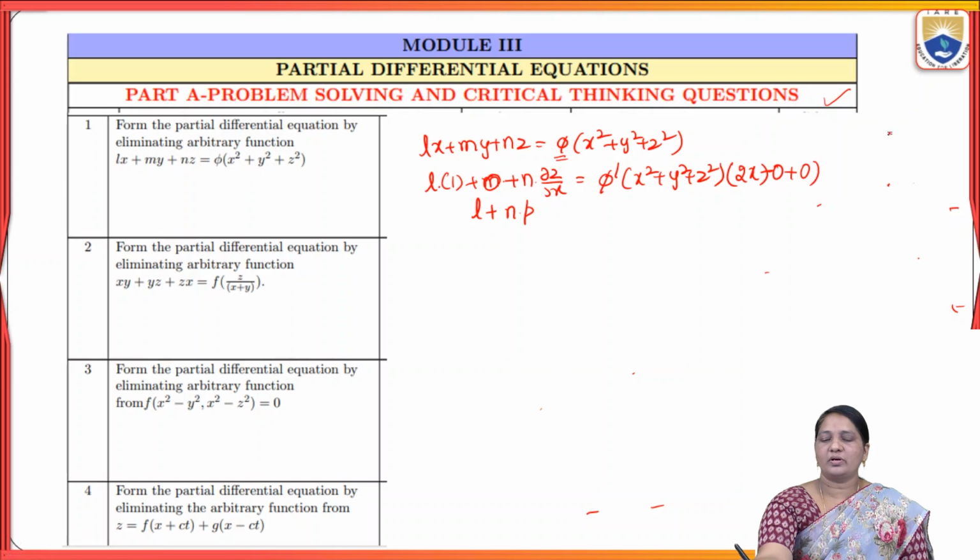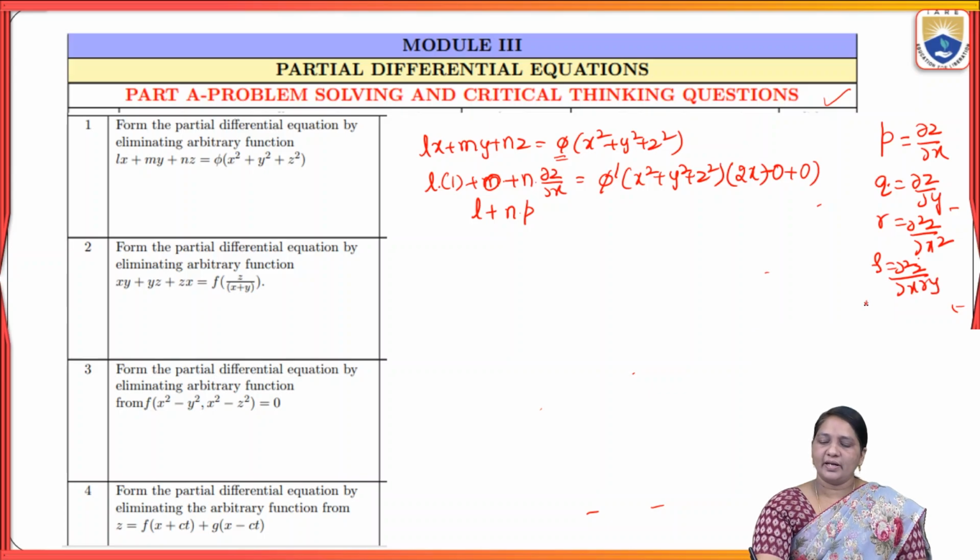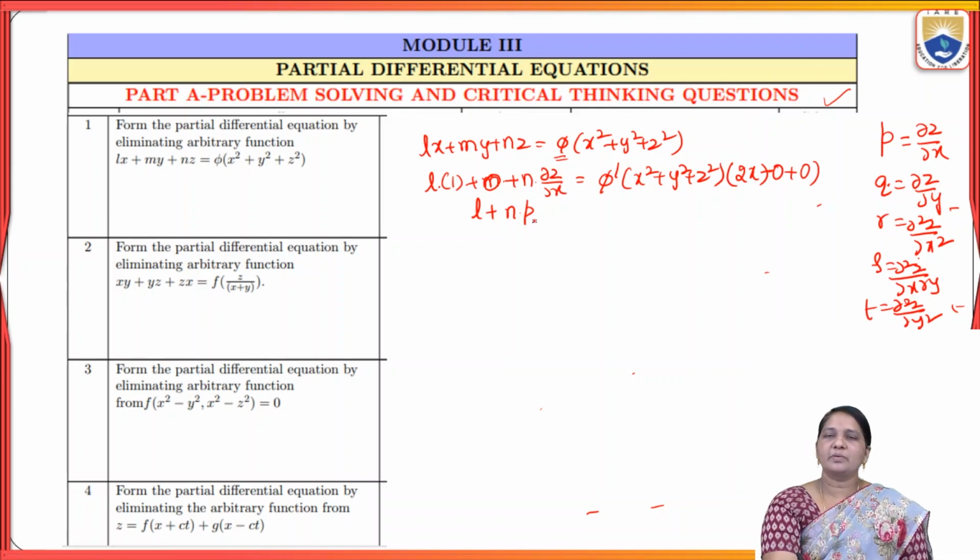Dou z by dou x is already, we are having the notations in PDE, that is p equal to dou z by dou x and q equal to dou z by dou y and r equal to dou square z by dou x square and s equal to dou square z by dou x dou y and t equal to dou square z by dou y square. So these are the notations we are going to use in the PDE. So that's why I replace p here in place of dou z by dou x. So here this is equal to phi dash of x square plus y square plus z square into 2x.